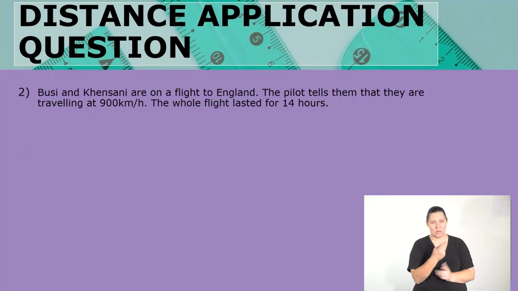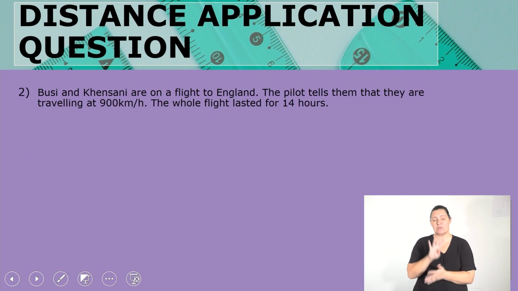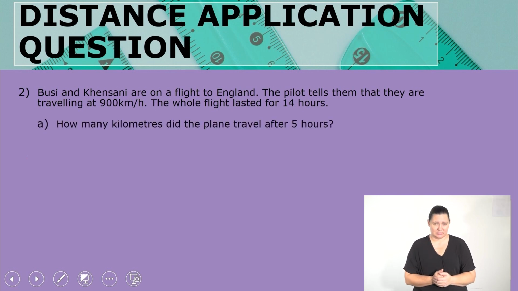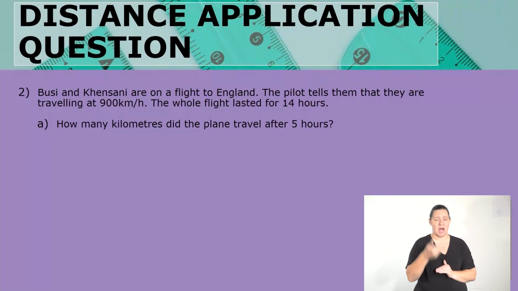Okay, let us move on to the next question. So we are still with Busi and Kensani. Now, Busi and Kensani are on a flight to England. The pilot tells them that they are traveling at 900 kilometers per hour. The whole flight lasted 14 hours. How many kilometers did the plane travel after 5 hours?